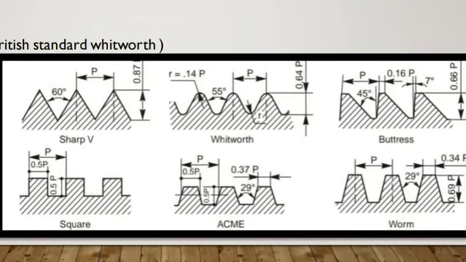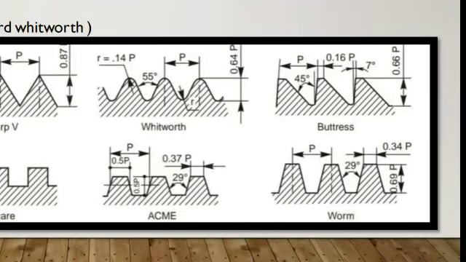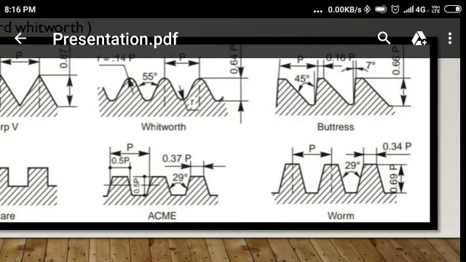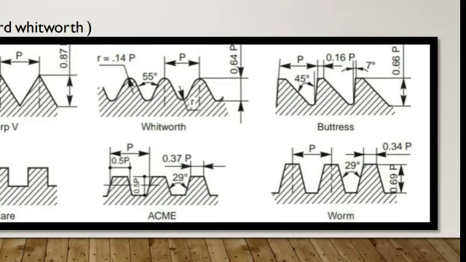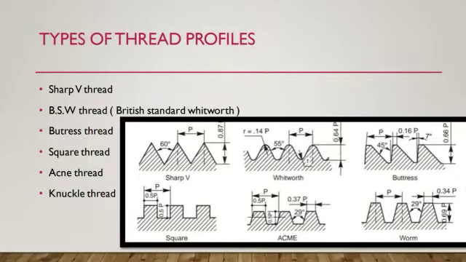Next, worm thread. This is not that important, but we can go through this. The thread angle will be 29 degrees, same as the acme thread. Here the topmost width is 0.37 in acme, but in this worm thread it is 0.34, a small change. And the height is 0.5 times P in acme, but in the worm thread it is 0.69 of P, 0.69 into P. Those are the three changes between acme and worm thread. So these are the types of thread profiles.